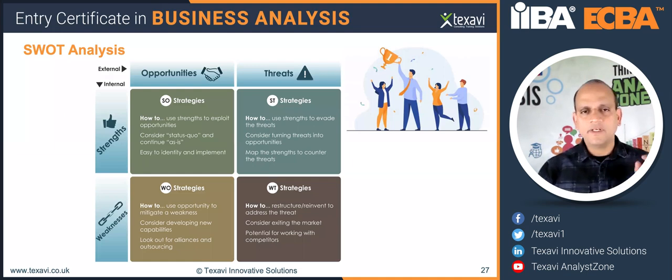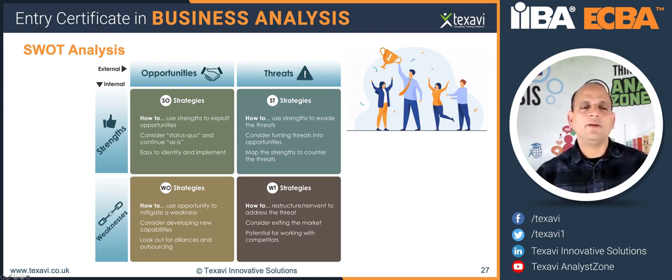A lot of expenditure going on, nothing coming out, no income. Might as well divest. So this is the best time. So that's the strategy that you would adopt if you want to use that threat for your own advantage to overcome your weakness. So those are some of the strategies that you would need to.